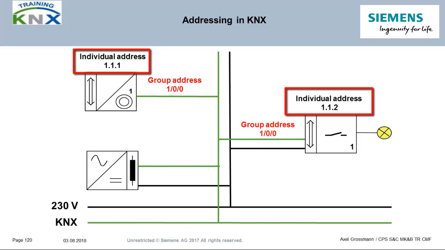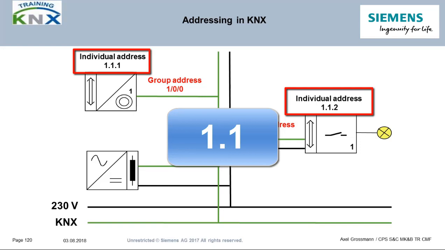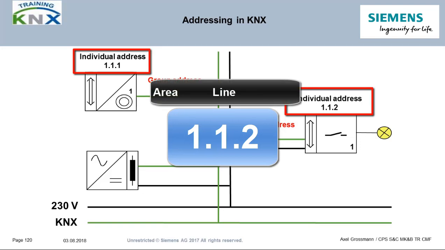At first, we need the individual or physical addresses of the devices. You also see the correct annotation, which is used in ETS. 3 figures separated by dots as delimiters. So we have assigned 1.1.1 and 1.1.2. Remember the sequence in the 3 figures: area, line, device number.